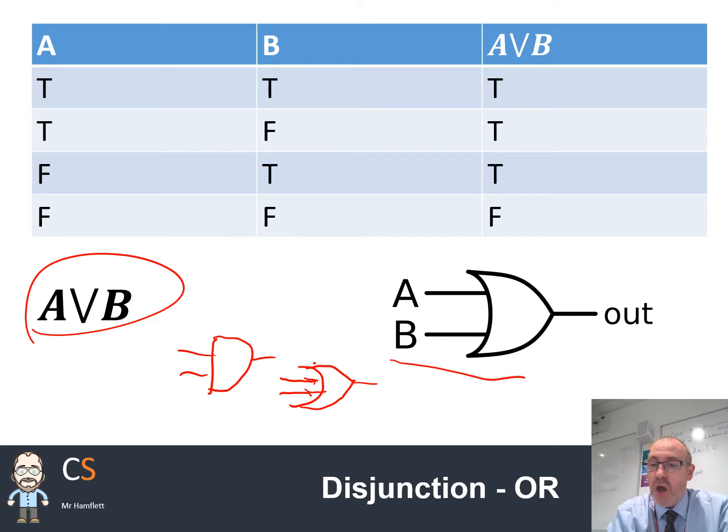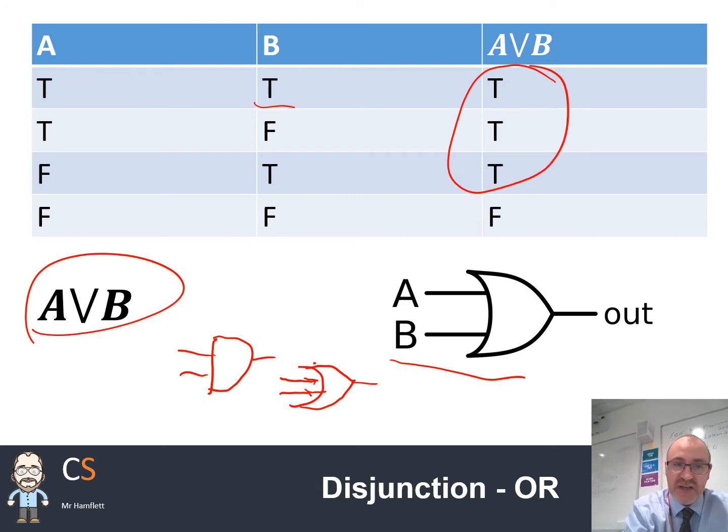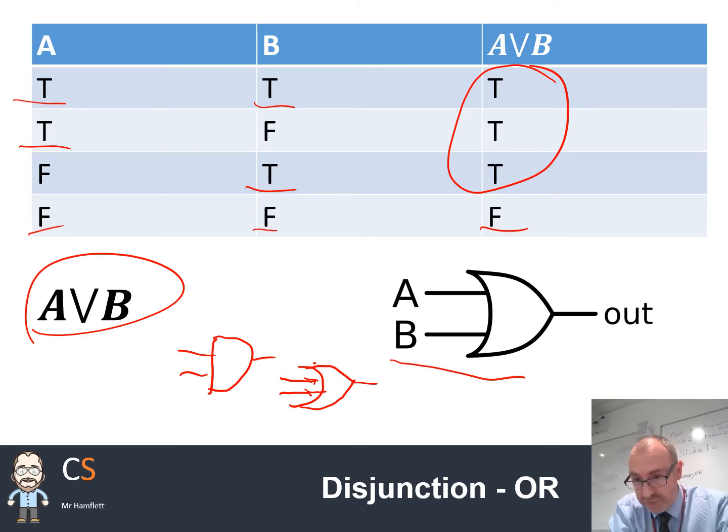With an or, only one of the inputs needs to be true for the whole thing to be true. So as you can see, it's true for the first three rows of this one because there's at least one true in each of them. The last one is false because there is no true. So if one of the inputs or both of them are true, then the output is also true.